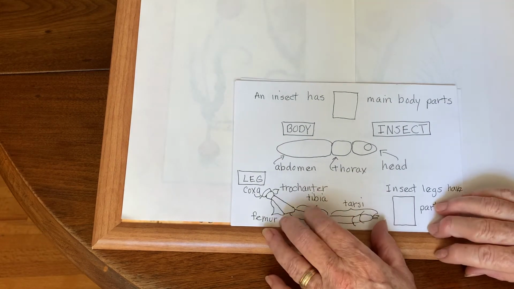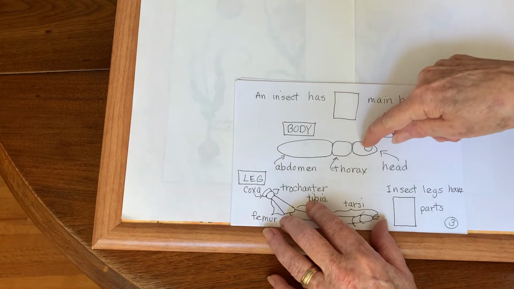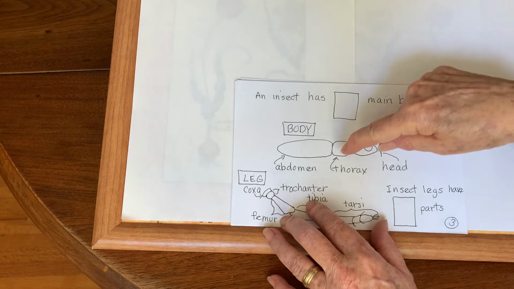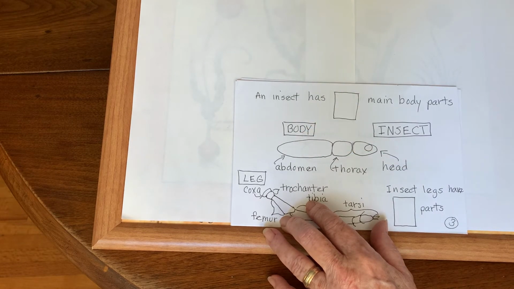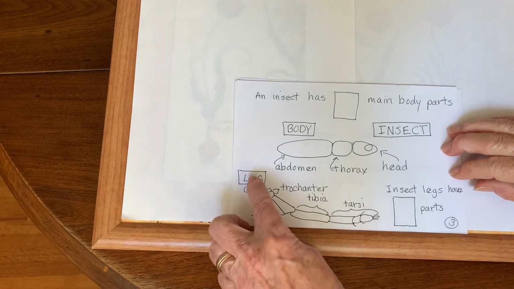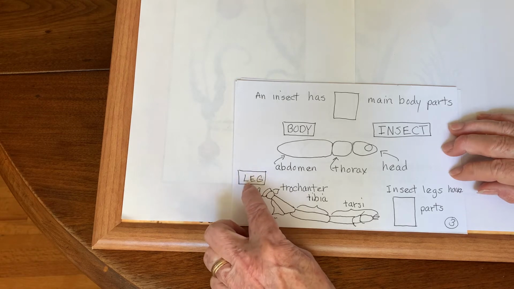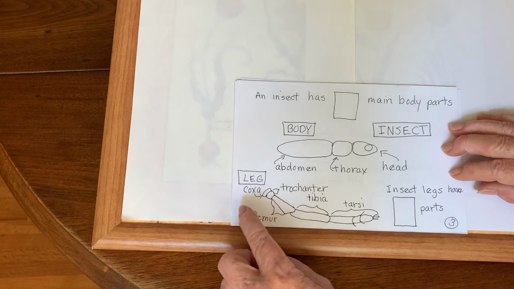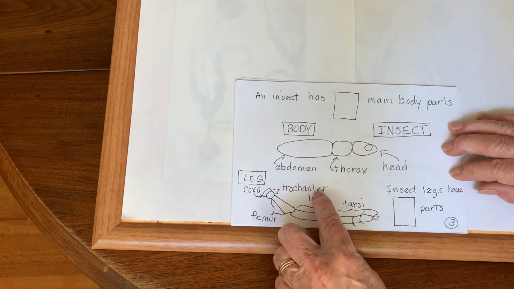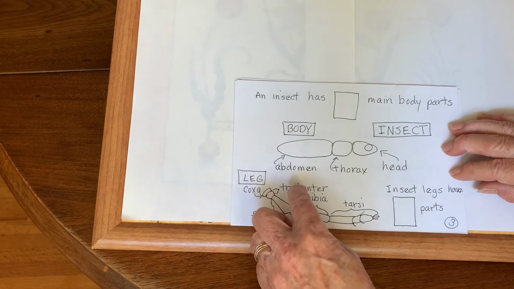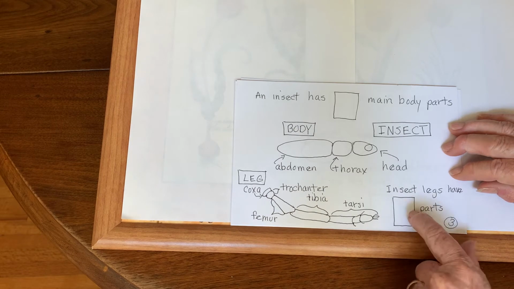So the insect, like we said, here's his body, the head, the thorax, the abdomen. How many main body parts does he have? Head, thorax, abdomen. And here's a tricky one. The leg. Now our leg starts at the hip, it bends at the knee, and it ends at the ankle. But an insect leg has, these are funny names, the coxa, trochanter, tibia, tarsi, femur. It has 1, 2, 3, 4, 5 parts.